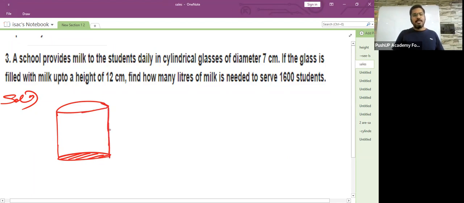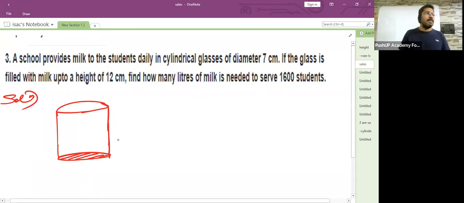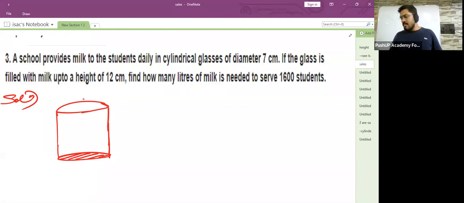Let me first read the question. A school provides milk to the students daily in cylindrical glasses whose diameter is 7. So can you tell me how much the radius is? Wait, Alvin, what is the radius?